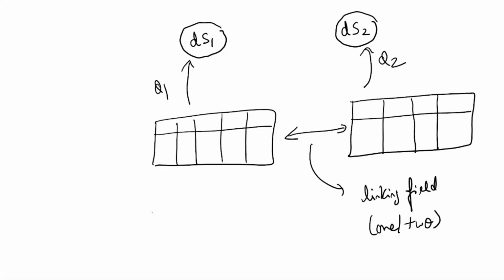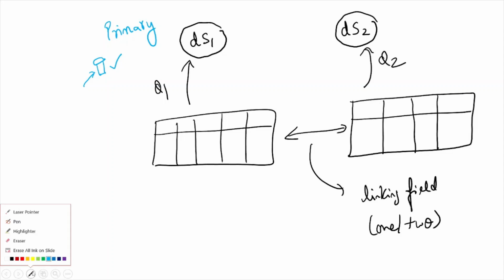The first thing is your primary data source. Suppose in this case our primary data source was ds1, it will be represented by this cylindrical icon with a blue tick on it. This will be the primary data source, and the secondary data source will be represented in orange color, the cylinder icon with a tick on it.